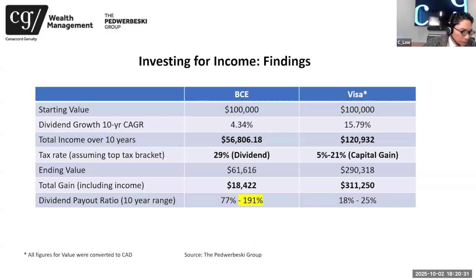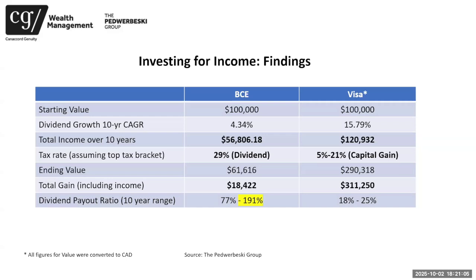Looking at some of the findings, the dividend growth: again, we started off with about $100,000 in each position. The dividend in Bell Canada grew on average by about 4.3% every year, whereas Visa's grew about 15.8%. What's interesting is that the total income BCE pays over this period is about $56,000. However, by selling 6% of Visa every year over that same 10-year period, we collected over double the quote unquote income.